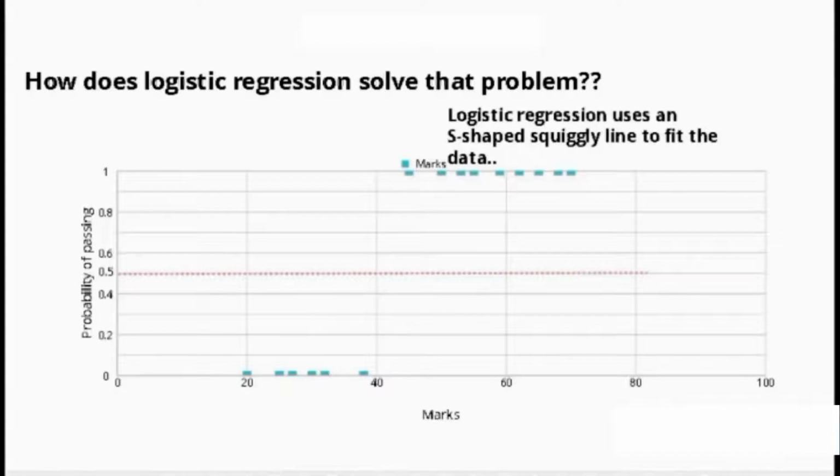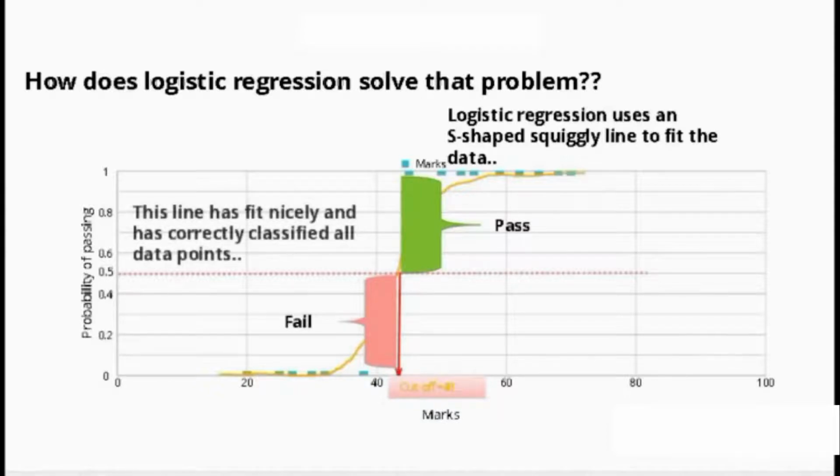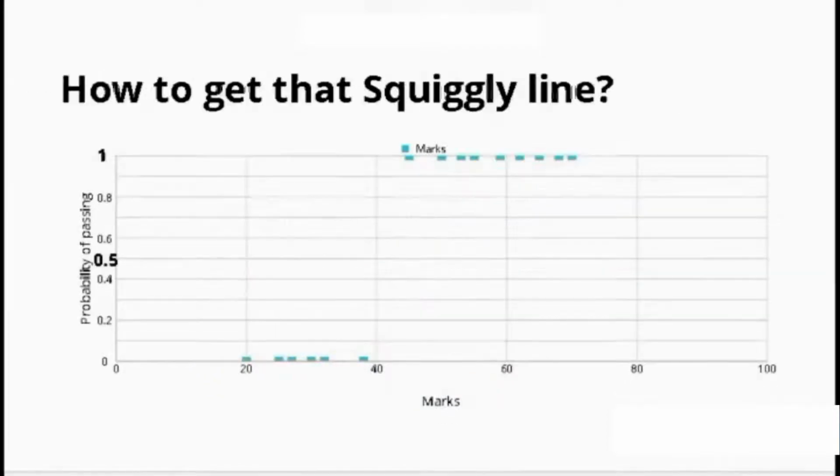Logistic regression uses an S-shaped squiggly line to fit the data. Just like that, it fits the data, and now our cutoff comes out to be 48 marks. Here we see that the S-shaped squiggly line has fit the data and classified all the data points almost perfectly. Now the question arises, how do we get the squiggly line?